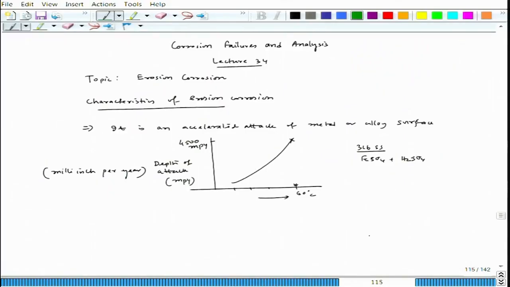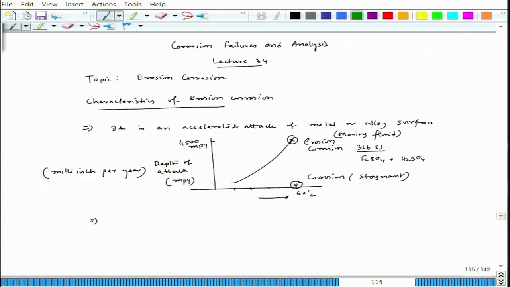So now that means here also, this is also experimental data. It shows that because of the movement, this is erosion corrosion, and here it is only corrosion, which is stagnant, and this is moving fluid. So this is one of the characteristics of erosion corrosion.